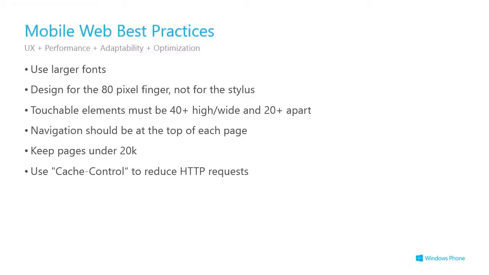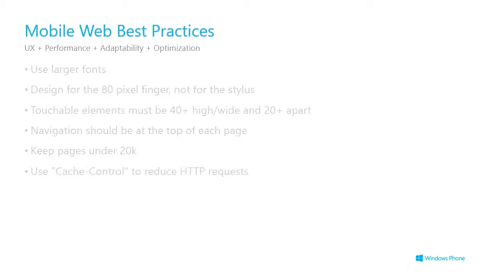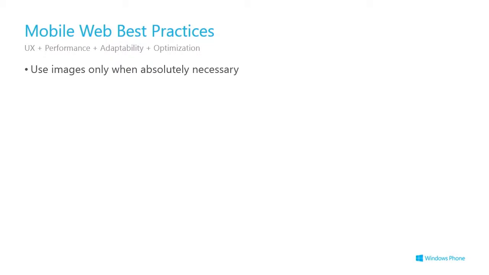Cache control. You can do cache controls on your web pages. You can emit that from server side in ASP.NET if you want. But anyway, you can do that to reduce the number of HTTP requests that are happening. So all this is just about speeding up or reducing extraneous stuff. Images only when absolutely necessary, and they need to be tiny, tiny, tiny, unless the whole point of the page is to show you an image. Still try to make it as light as possible.